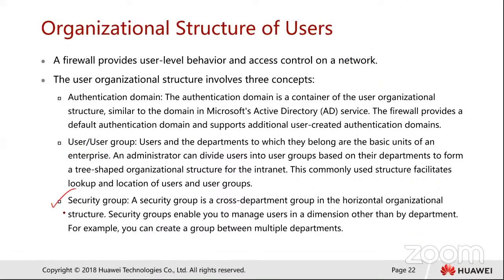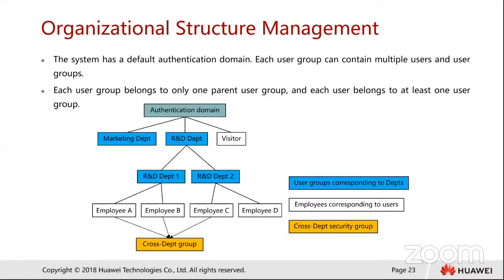And then the third concept is a security group. A security group is a cross-department group in a horizontal organizational structure. A security group enables you to manage users in a dimension other than by department. So you can choose to have a security group which is going to be cross-dimensional, and you can create a group between multiple groups.